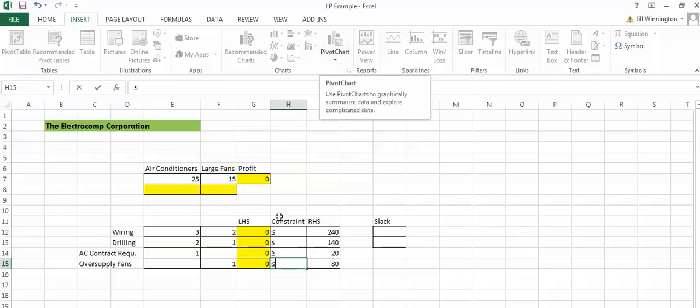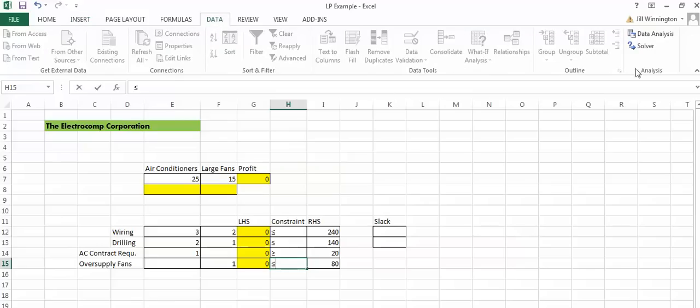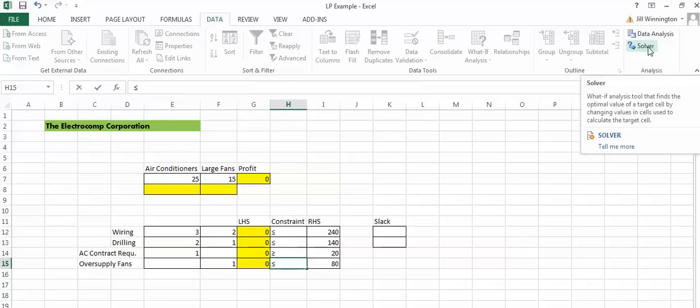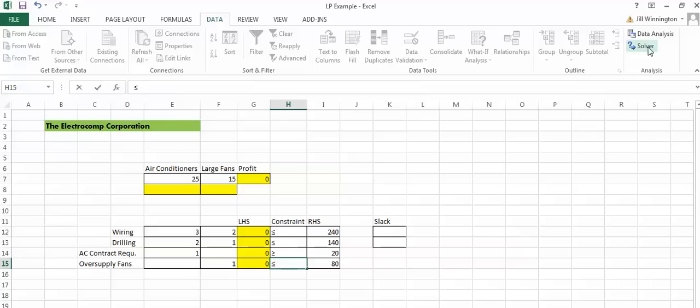So what I'm going to do now is I'm going to go up to the data ribbon, and I already have Solver in my analysis chunk under the data ribbon, and what I'm going to do is I'm going to go into Solver.